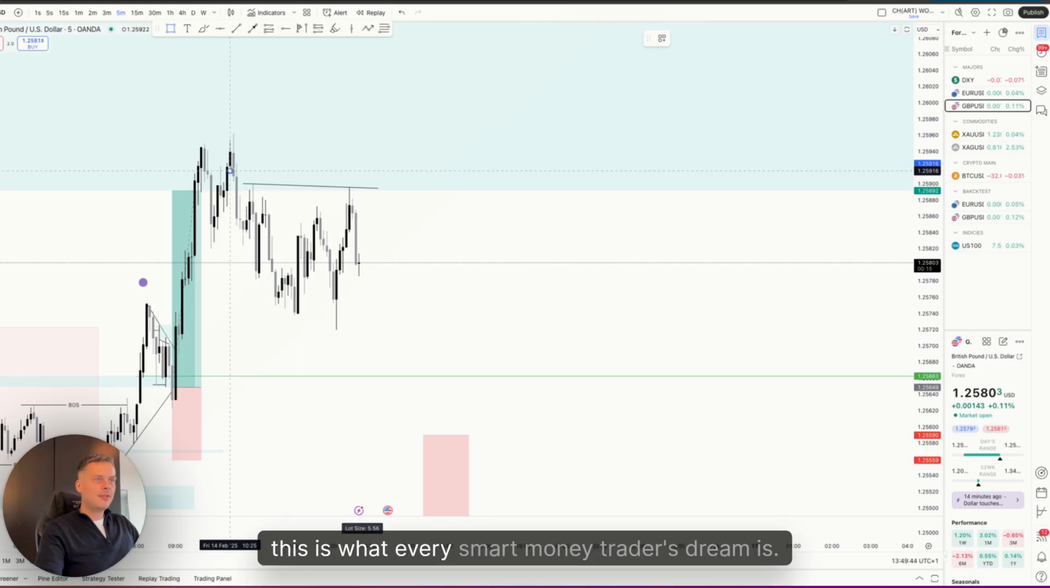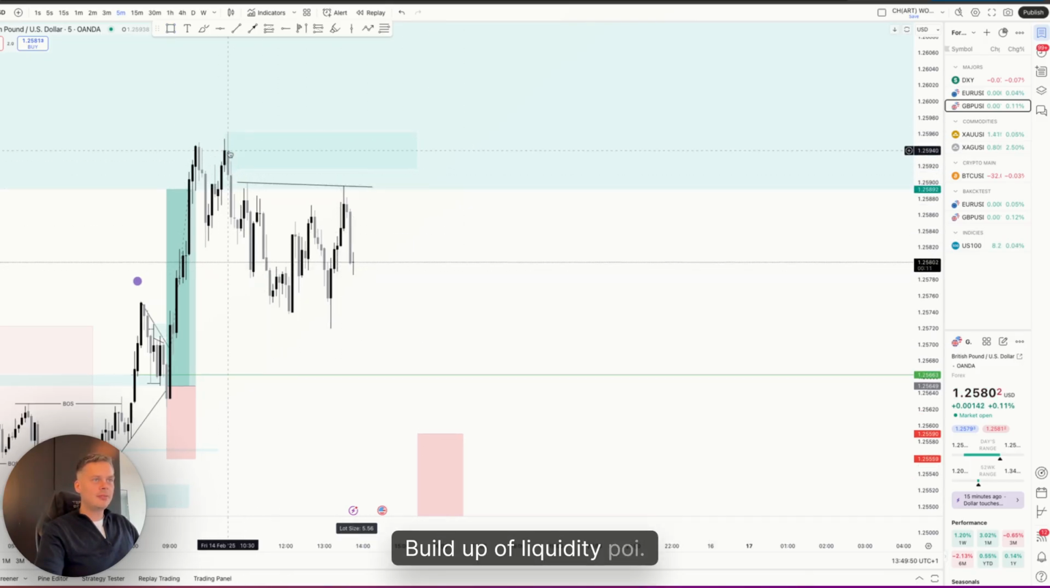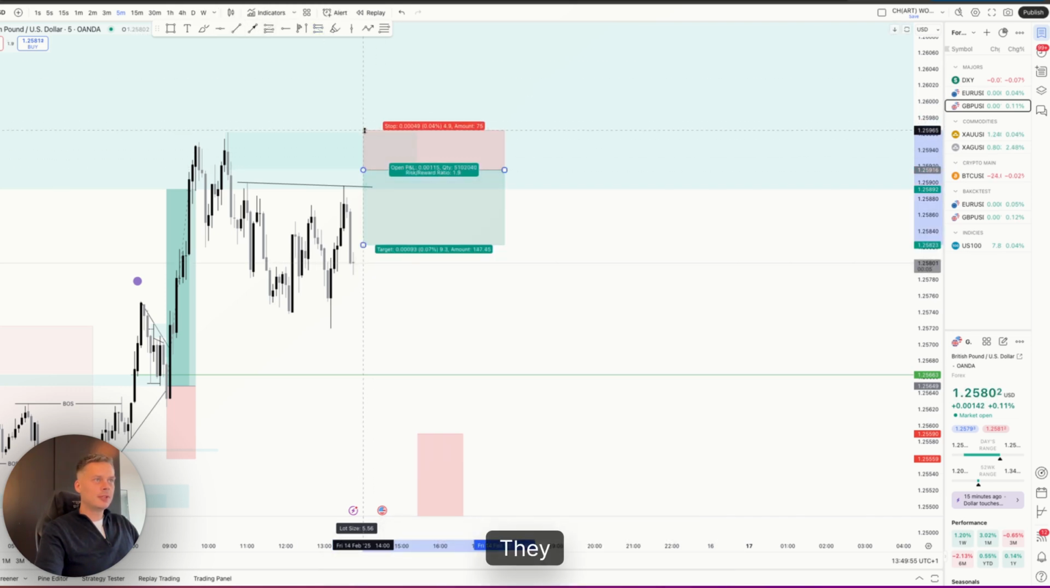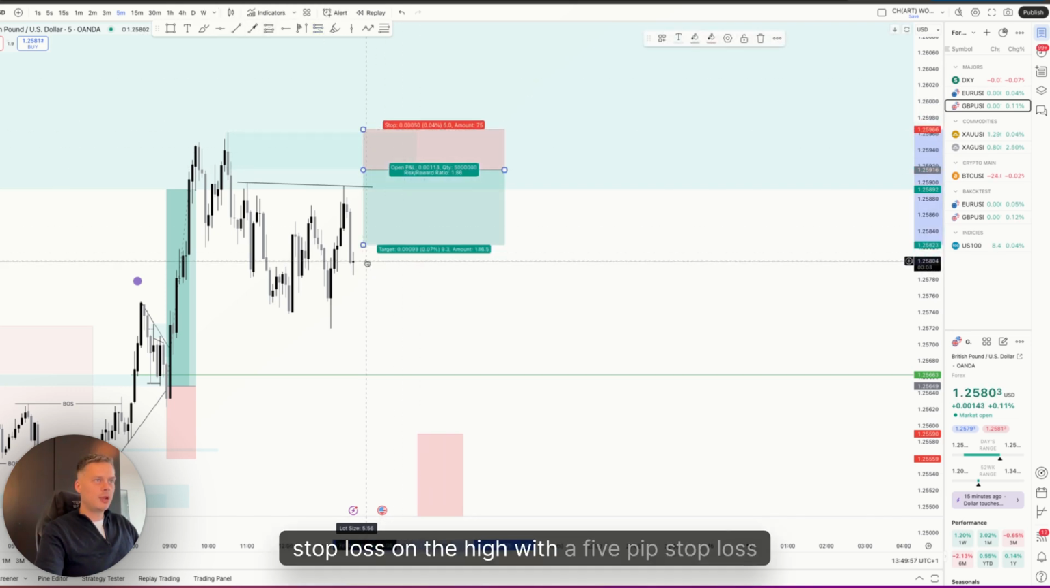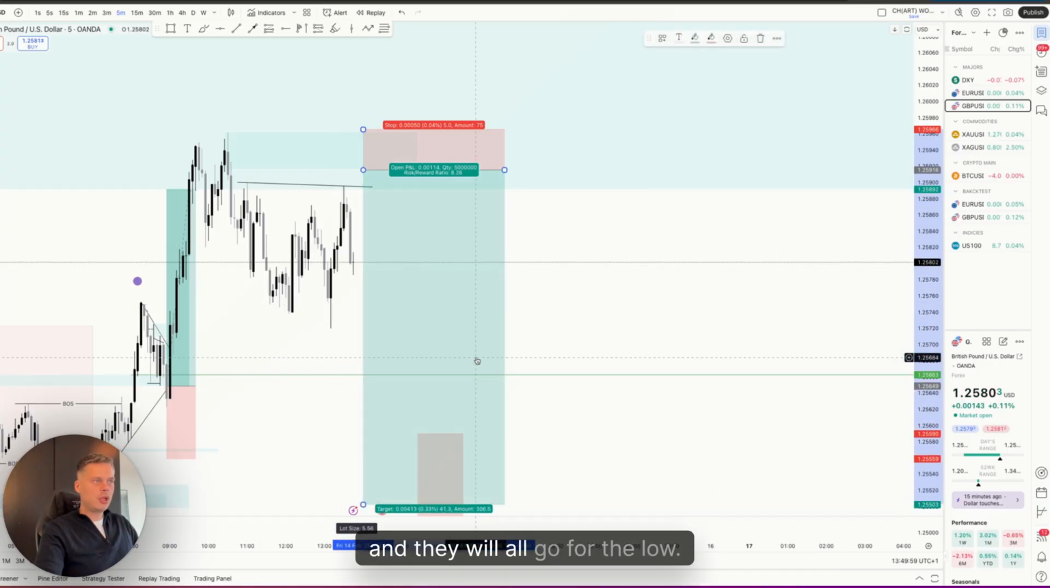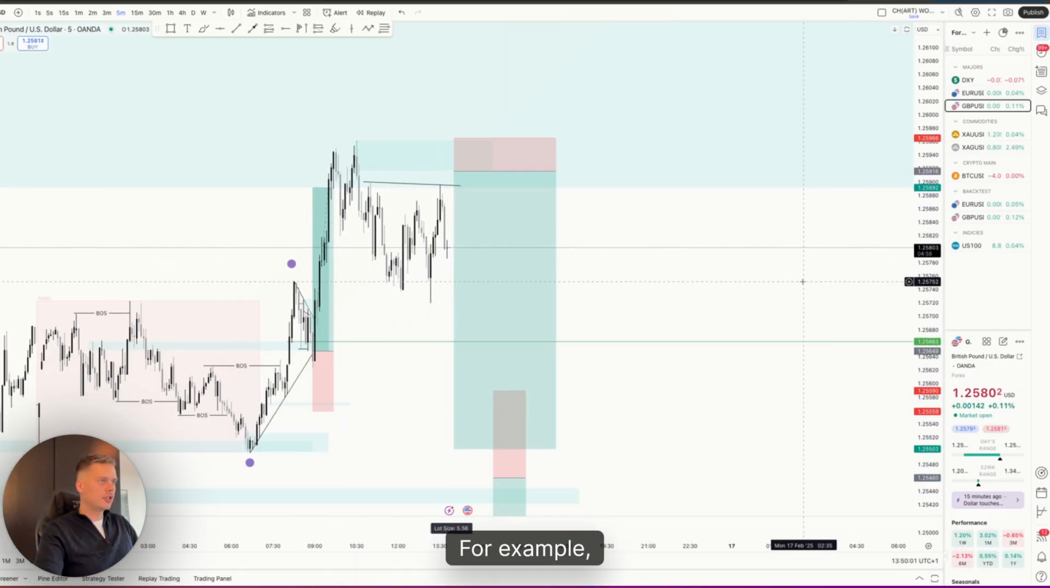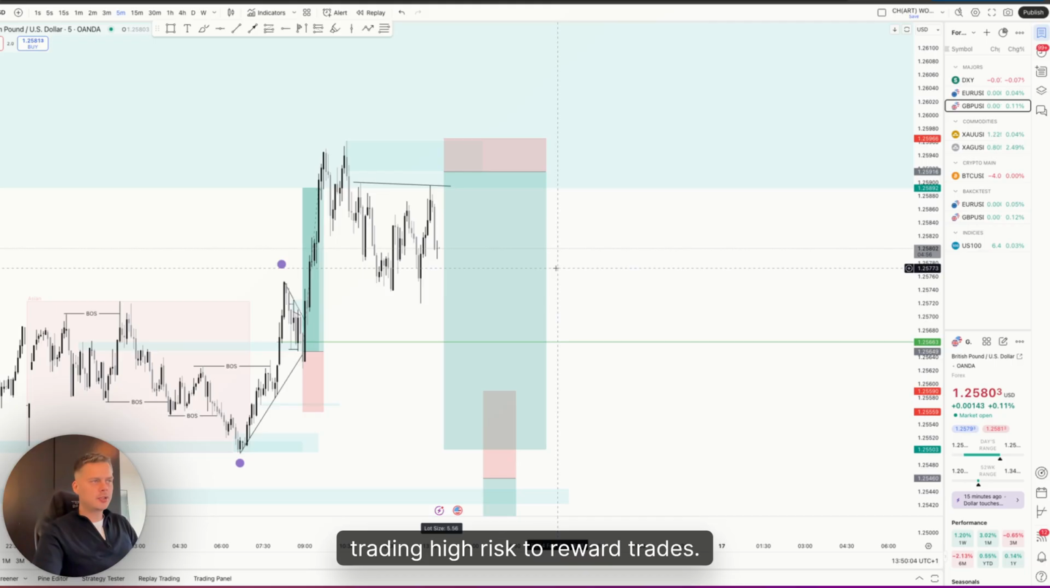Look, this is what every smart money trader's dream is. Buildup of liquidity, POI, they put their limits in over here, their stop loss on the high with a 5 pip stop loss, and they will all go for the low, for example, trading high risk to reward trades.